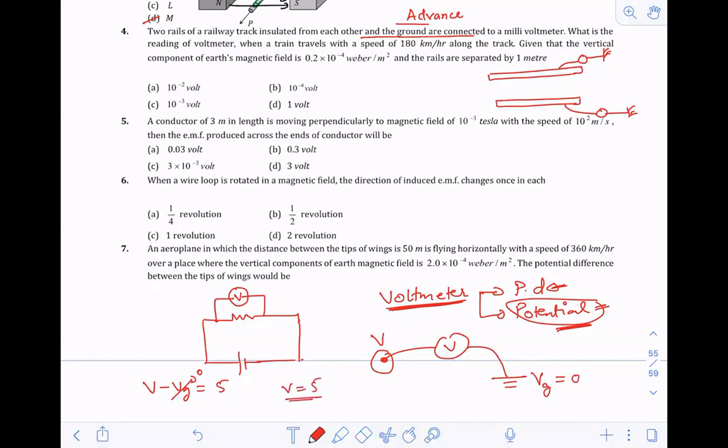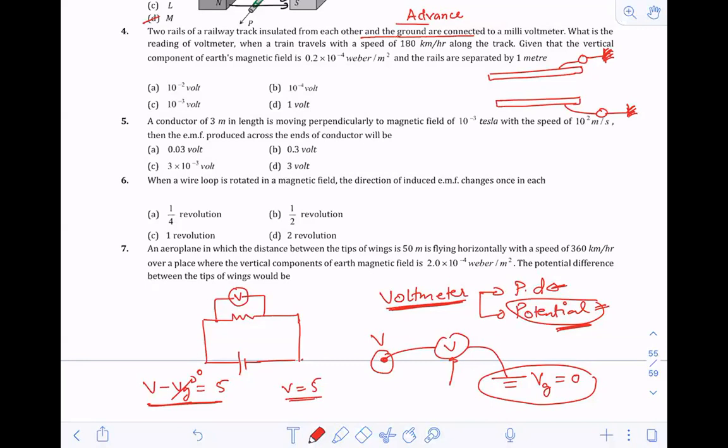So this potential difference, though this voltmeter gives me potential difference only, is equal to the potential also. Why? Because one end is connected to 0 potential. Understood? So in this question number 4, when you connect this voltmeter to the ground, though it will give you potential difference, that reading will also be the potential of that point.